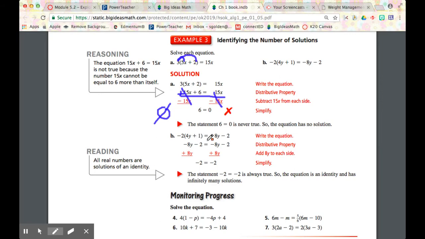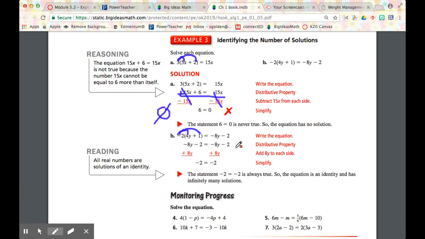No solution. Okay, so now let's look at example B. It's another type of example using the true or false. So again, we're going to have to distribute this negative 2 into the parentheses. So negative 2 times 4y is negative 8y. Then we have negative 2 times 1, so I have minus 2. If you put plus and negative here, that's the same thing as minus. So negative 8y minus 2 equals negative 8y minus 2.